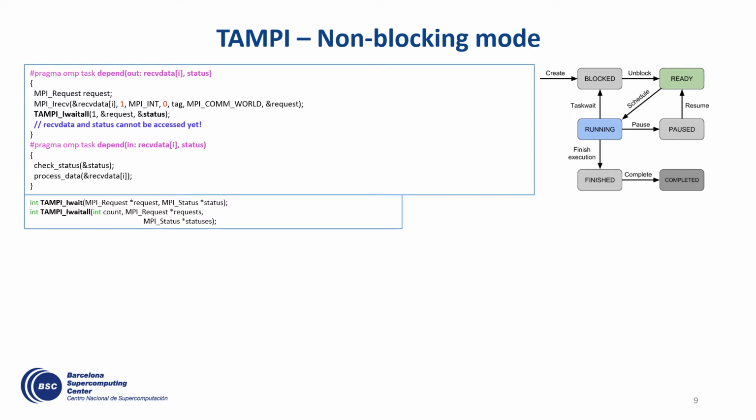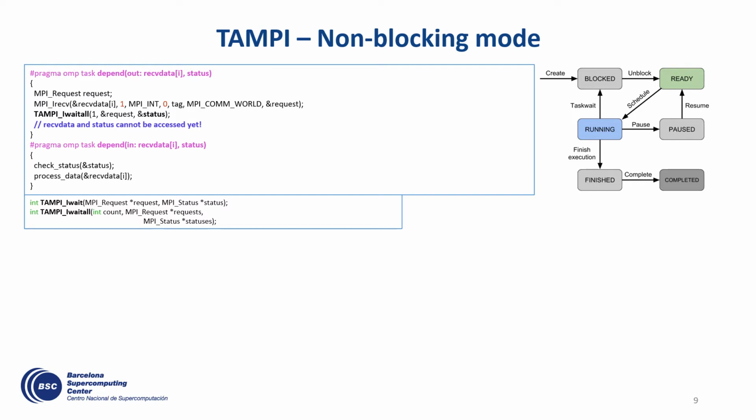TAMPI has two different modes, blocking and non-blocking. In this work, we only use the non-blocking mode, so I will just introduce the non-blocking one. The figure on the right shows the different states a task can reach. After creation, it becomes blocked until the dependencies are satisfied. Then, it becomes ready, and eventually, it's scheduled for execution. While running, a task can be paused. When a task finishes running its code, it is finished. Finally, after releasing its dependencies, it is complete.